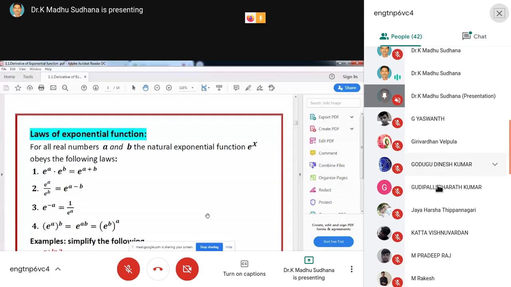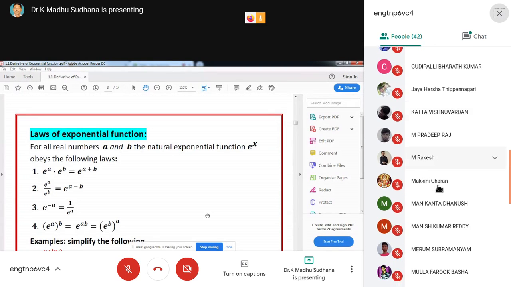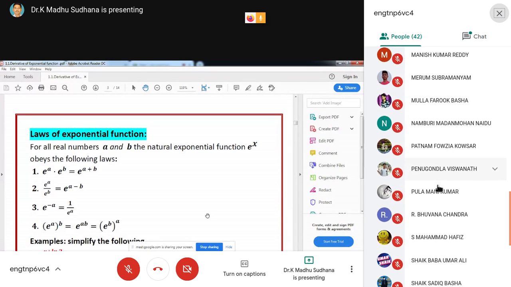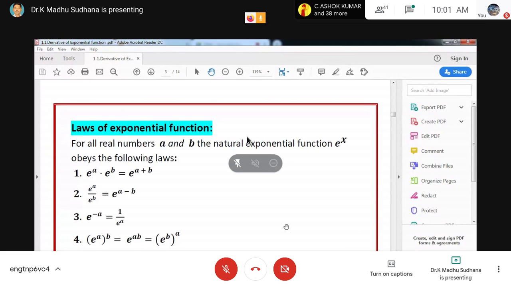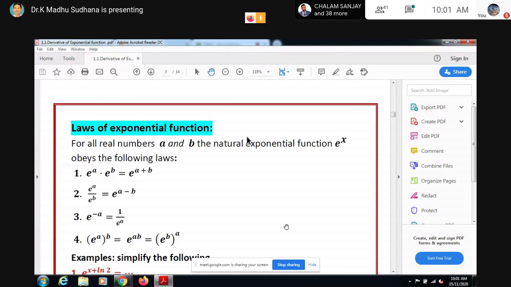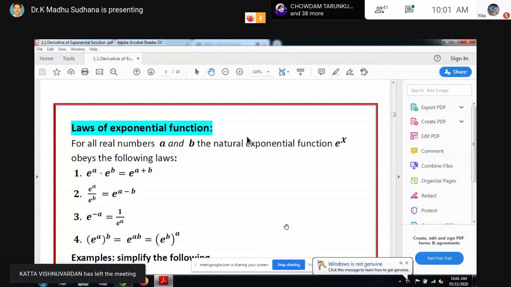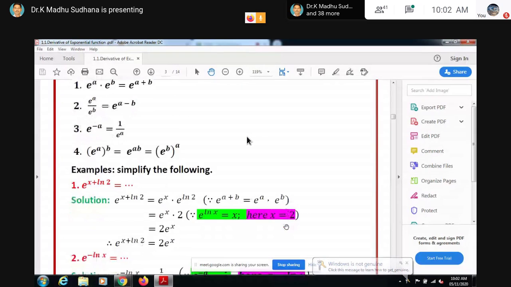Laws of exponential functions. These are the general exponentials. For example, we know the formulas: a power m into a power n equal to a power m plus n, a power m by a power n equal to a power m minus n, a power minus m equal to 1 by a power m, a power m whole power n equal to a power m n. Like that, we are going to use here e power a into e power b equal to e power a plus b, e power a by e power b equal to e power a minus b, e power minus a equal to 1 by e power a, e power a whole power b equal to e power ab or e power b whole power a. Already you know the formulas. The same formulas we change into exponential formulas.